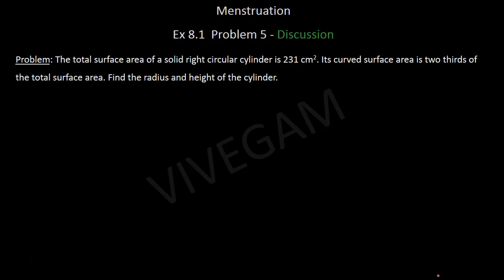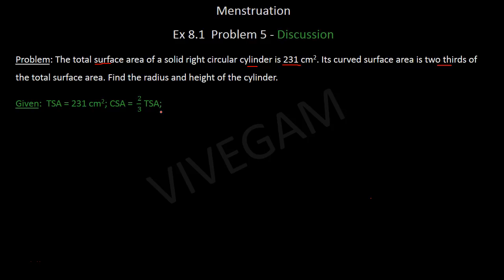Okay, good. So now let's list out or underline what is given in the problem. 231 square centimeter, that is the total surface area, is a cylinder. What else is given? Curved surface area is 2/3 of the TSA. I think this is all that is given. So let's write it out. TSA equal to 231 centimeter square. CSA is equal to 2/3 the TSA. That is 2/3 into 231 will give you the curved surface area.